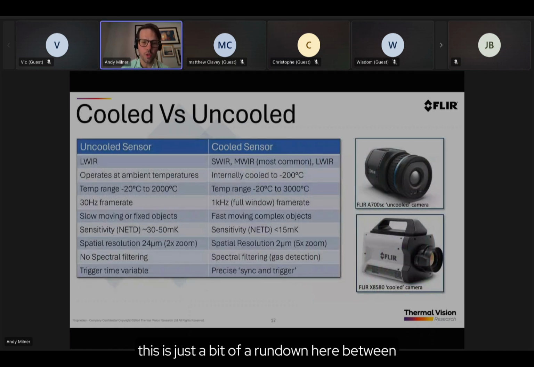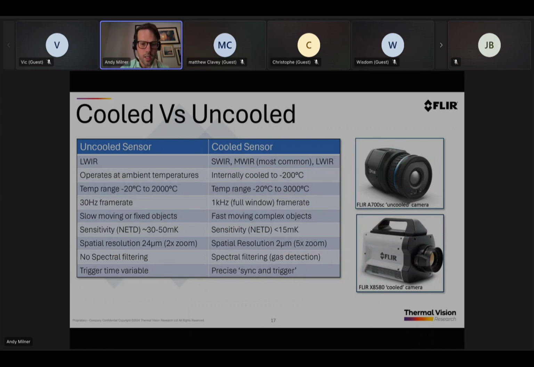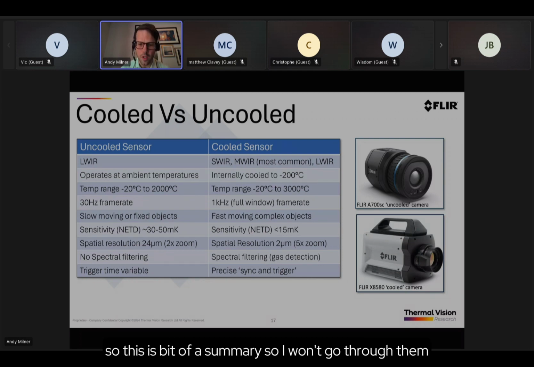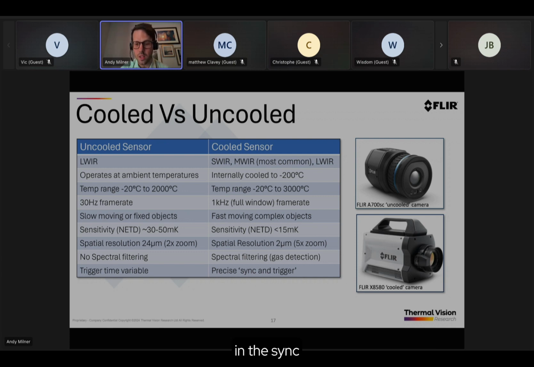So this is just a bit of a rundown here between the comparison between the uncooled and the cooled sensors. The main takeaway really, I think I've gone through them already. So this is a bit of a summary, so I won't go through them. But at the bottom there, you can see the difference in the triggering. The sync and trigger is only available for the cooled sensors.